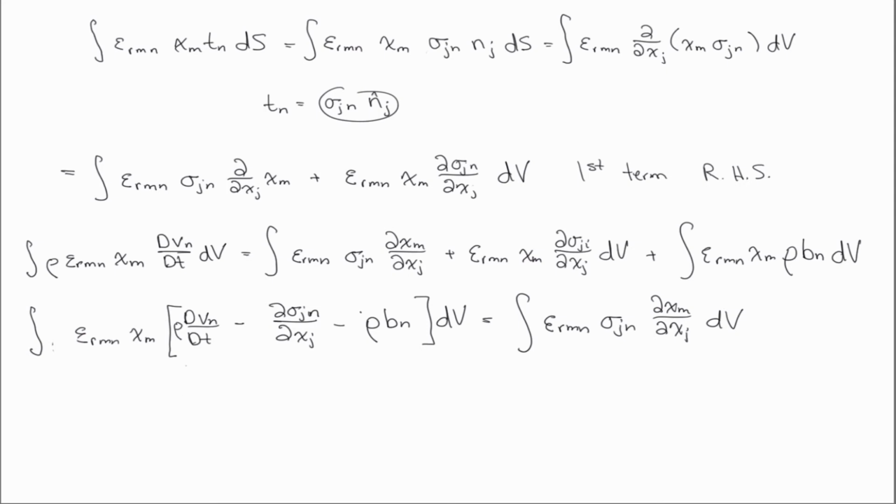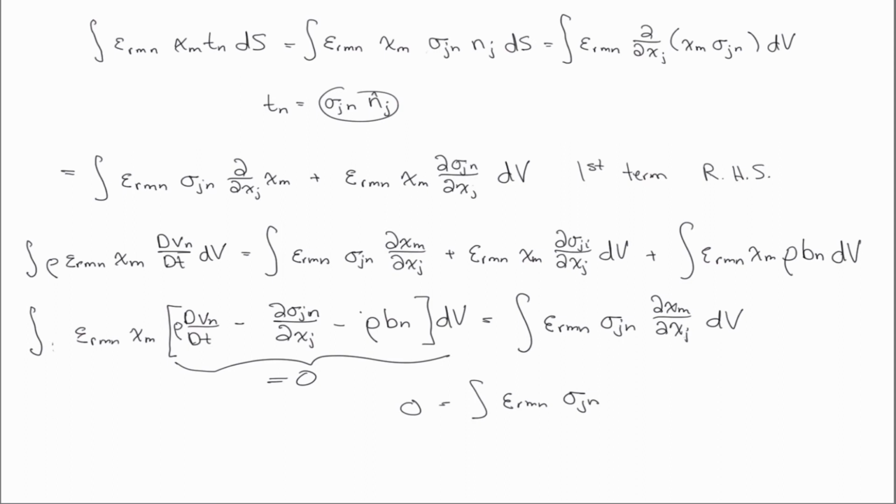Okay, what's this thing? It's linear momentum. That's the Cauchy momentum equation we just derived. And what's it equal? It's equal to 0, right? So this is conservation of linear momentum, right? So this equation becomes 0 equals ERMN sigma JN.